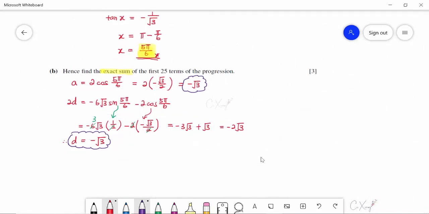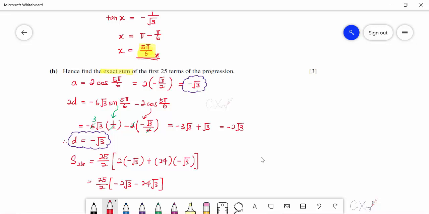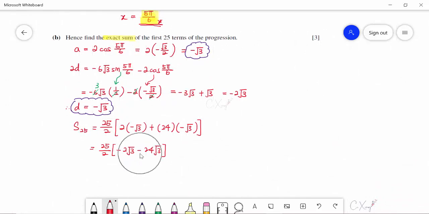By using these two values, we can find the sum of the first 25 terms. So it will be n divided by 2, then 2a plus n minus 1, which is 24, and then d, where d is negative square root 3. We slowly simplify carefully. I have negative 2 square root 3 minus 24 square root 3. Again, you just assume that you have negative 2 apples minus 24 apples, so eventually you have negative 26 apples. You multiply these two values together, and eventually they will give you a value which is negative 325 square root 3.